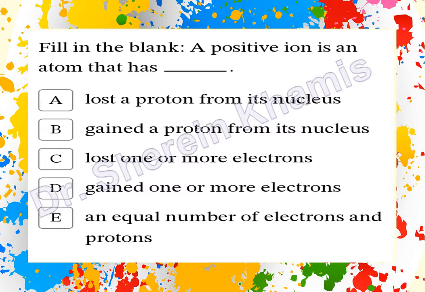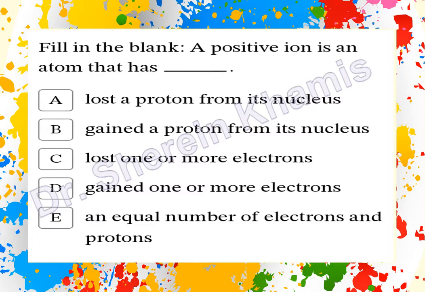So the losing will be from the electrons surrounding the nucleus. Number B, gained a proton from its nucleus. So we said we are not talking about protons at all. The number C, lost 1 or more electrons. Okay, yes or no? Gained 1 or more electrons. Do you think that number E has an equal number of electrons and protons?